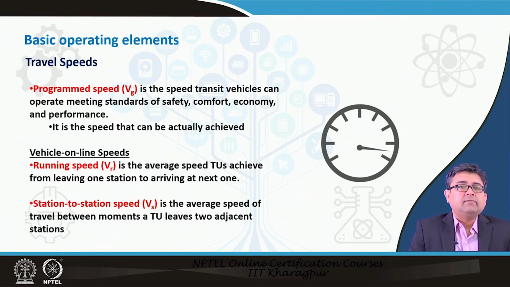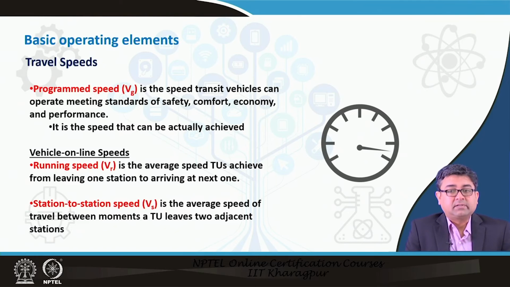The next category of speeds that we have to be aware of are the vehicle online speeds. Now, when the vehicle is running, when you are on a vehicle on a transit line, what are the different speeds that can be defined? First one is the running speed. When we say running speed, it is the average speed TUs can achieve from leaving one station to arriving at the next one.